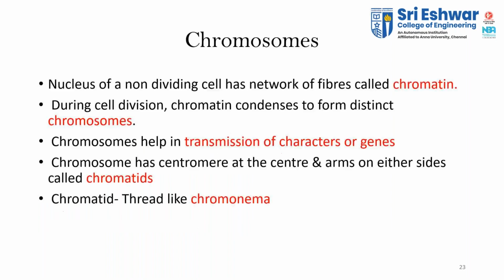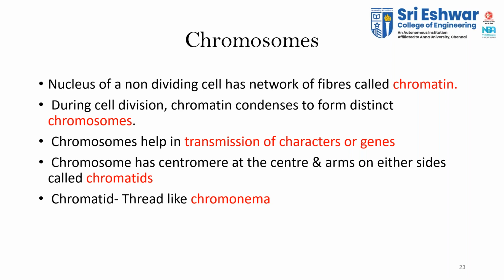Next, chromosomes. The nucleus of a non-dividing cell has a network of fibers called chromatin. Okay, so it will not divide. It is present in your cell. It is like fibers. A network of fibers is called chromatin. Inside your chromosomes, we have chromatin, and we have chromosome. This is also a transmission of characters or genes.